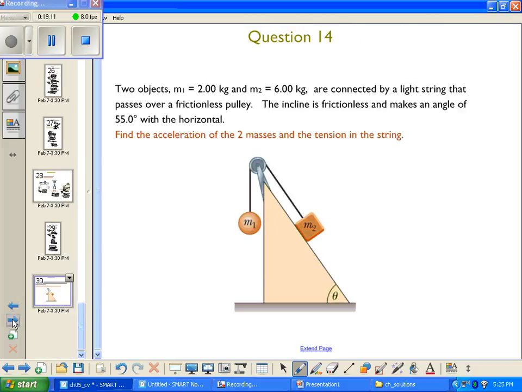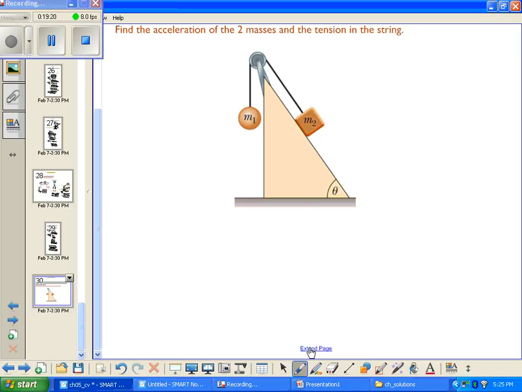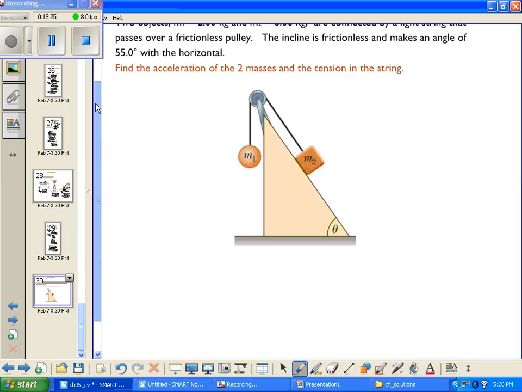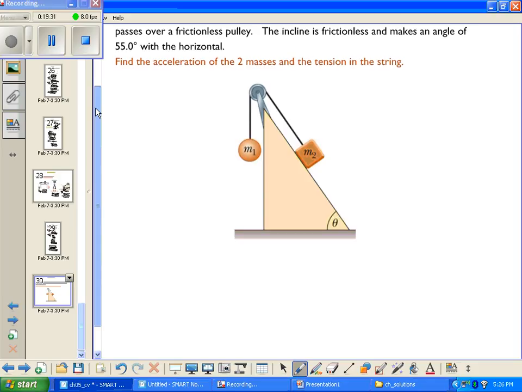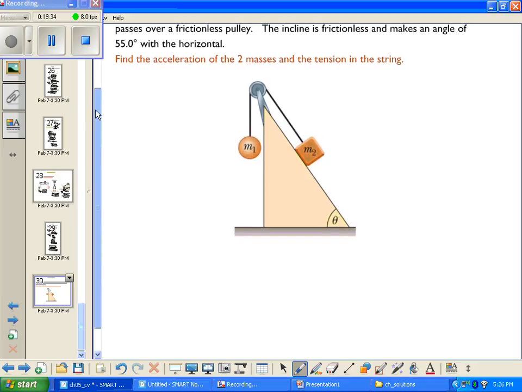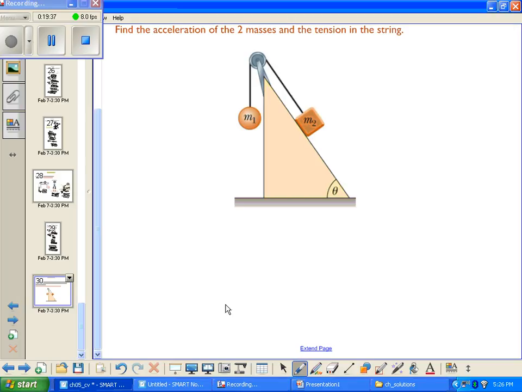Next problem, and in fact last problem, we have two objects, M1 and M2, connected by a light string passing over a frictionless pulley. The incline is frictionless as well and makes an angle of 55 degrees. Determine the acceleration of the two masses and the tension in the string. So here the complication arises from the angle of the incline, but this problem is very similar to the one we solved, except we're going to have to deal with an angle theta.